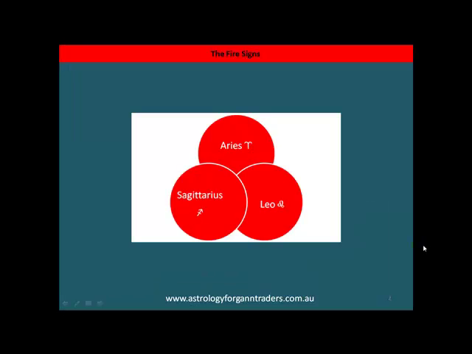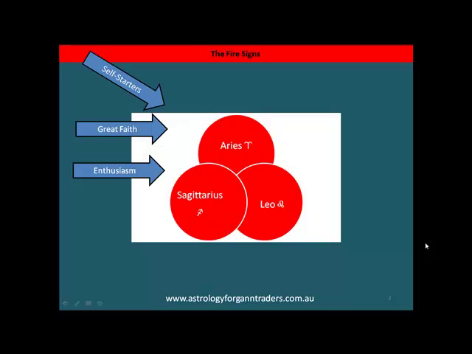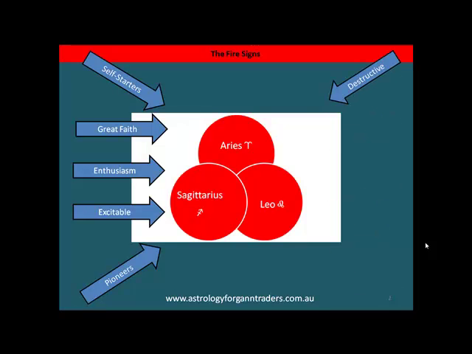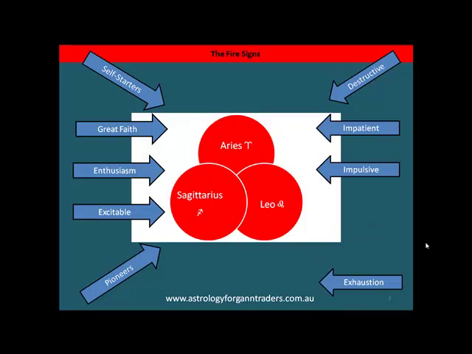Now, an important part of the foundation of astrology is understanding the elements, and here we have the fire signs: Aries, Leo and Sagittarius. They are known as self-starters. They have great faith, enthusiasm, are very excitable, and are known as pioneers. On the negative side, if there's too much fire, they can be quite destructive, impatient, impulsive, cause exhaustion, and be quite overpowering.